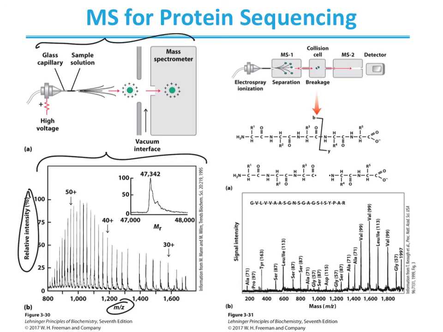Another technique is tandem mass spectrometry. In this, you start with the electrospray ionization, which generates gas phase peptide ions. And then these are separated by the first mass spectrometer. Then one of them will be directed into a collision cell where it collides with helium atoms. And this treatment will break the peptide into a variety of fragments, which are then directed into a second mass spectrometer to determine the mass to charge values of all of those fragments.